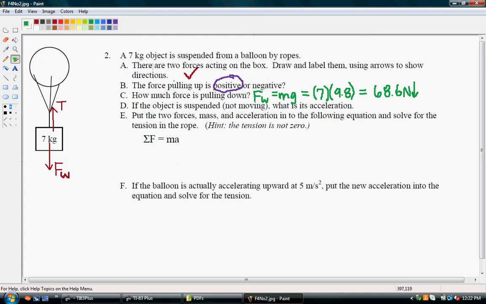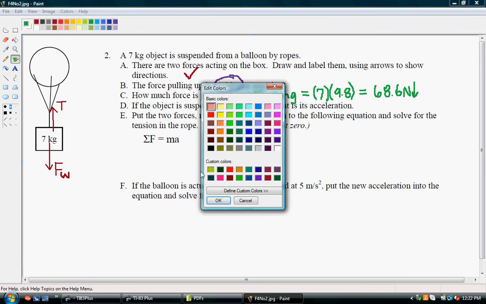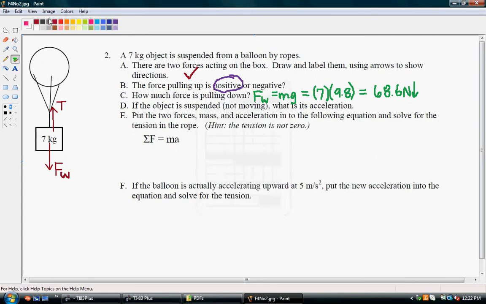Alright, if the object is suspended, i.e. not moving, what is the acceleration for this object? Well, it's asking for the acceleration of this system. So we used 9.8 to calculate the force of weight. We used the acceleration due to gravity. But here, it's talking about the acceleration of this system. If it's not moving, the acceleration is going to be 0 meters per second squared.